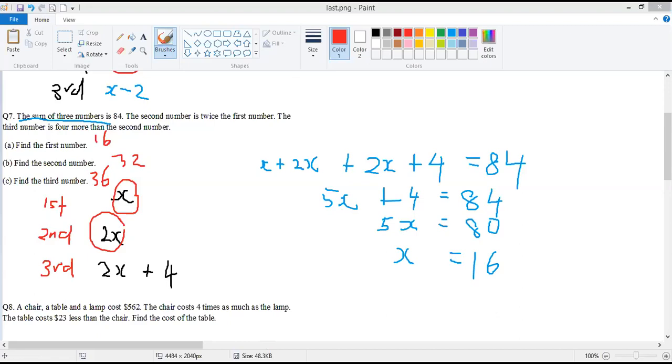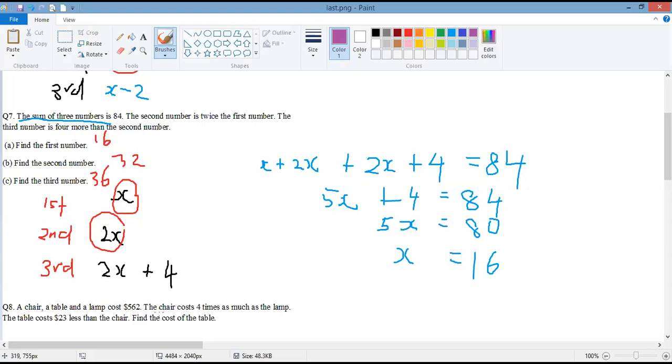Okay, look at the last question. A chair, a table, and a lamp cost $562. The chair costs 4 times as much as the lamp. The table costs $23 less than the chair. Find the cost of the table. So you have three objects here: lamp, chair, and table. So the total of these three objects will become 562.